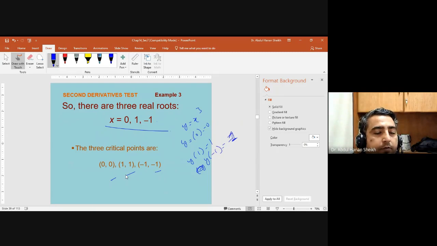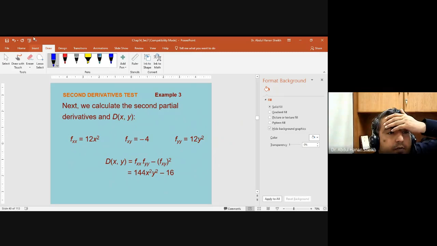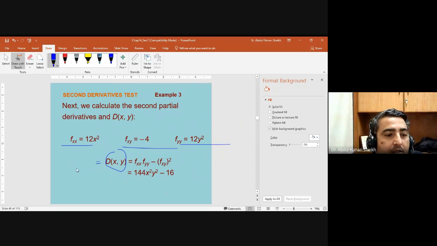Now we do not know which of these points is a maximum, minimum, or saddle point. So we apply the second derivative test. This is the second derivative with respect to x, this is xy, this is yy, and this is D. In alternative notation, D is equal to the determinant of f_xx, f_xy, f_yx, f_yy, and when you work it out, you will get this.